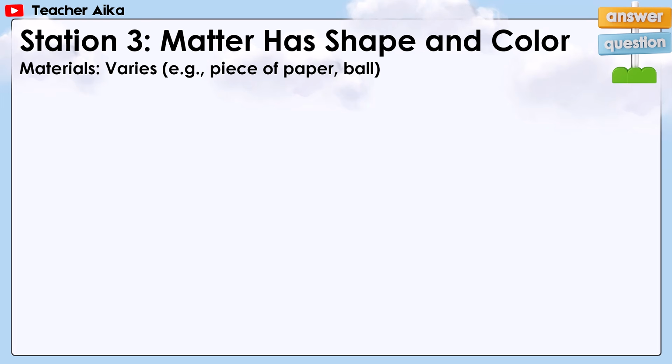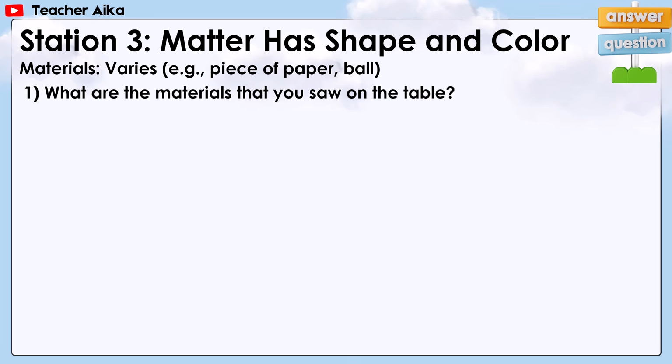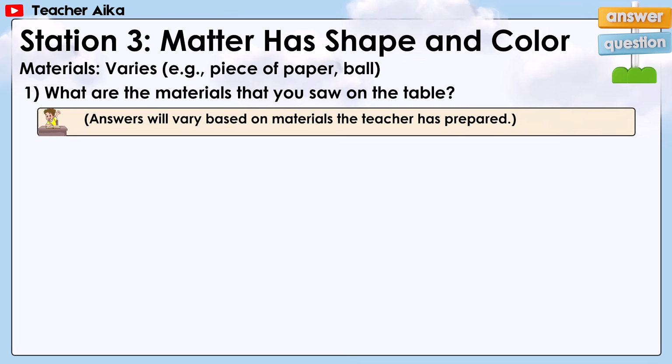Station 3, matter has shape and color. Materials vary, for example, a piece of paper or a ball. Question number 1. What are the materials that you saw on the table? Answers will vary based on materials the teacher has prepared.